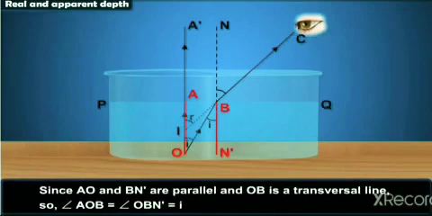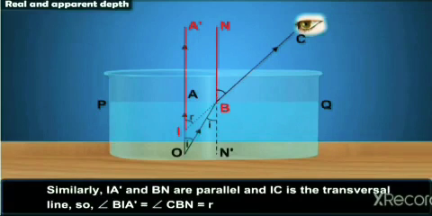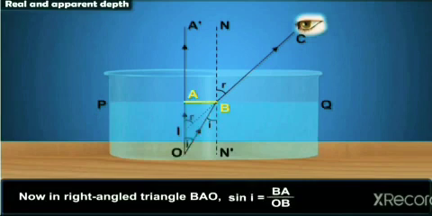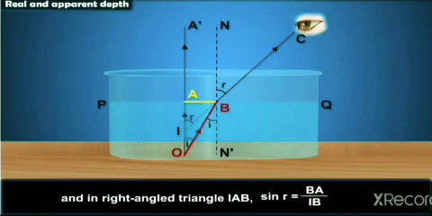Since AO and BN' are parallel and OB is a transversal line, angle AOB is equal to angle OBN', which is equal to i. Similarly, IA' and BN are parallel and IC is the transversal line. So, angle BIA' is equal to angle CBN, which is equal to r. Now in right angle triangle BAO, sine i is equal to BA upon OB. And in right angle triangle IAB, sine r is equal to BA upon IB.